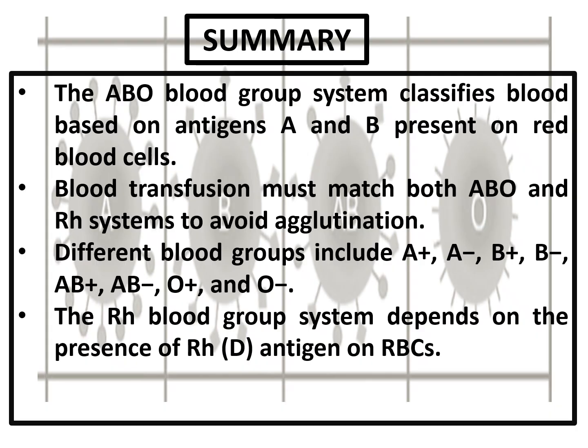Summary: the ABO blood group system classifies blood based on antigens A and B present on the red blood cells, and blood transfusion must match both ABO and Rh systems to avoid agglutination. Different blood groups include 8 combinations: A positive, A negative, B positive, B negative, AB positive, AB negative, O positive, and O negative. The Rh blood group system depends upon the presence of Rh antigen on RBCs.